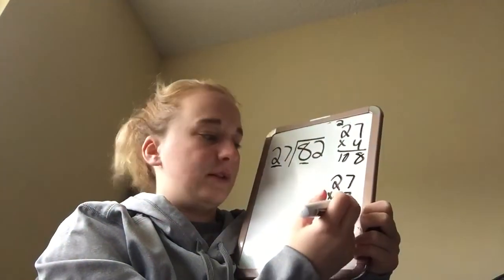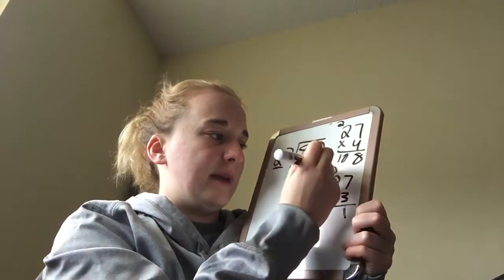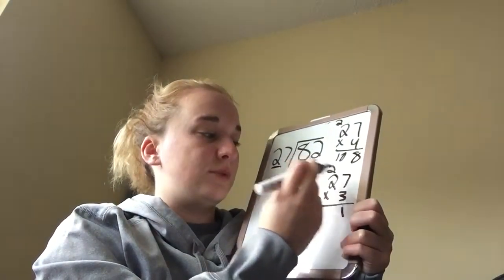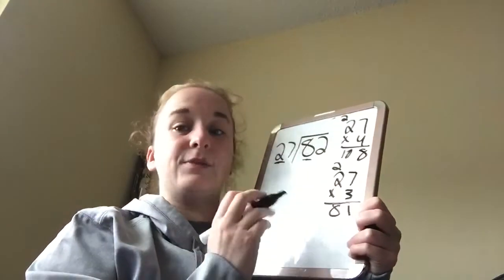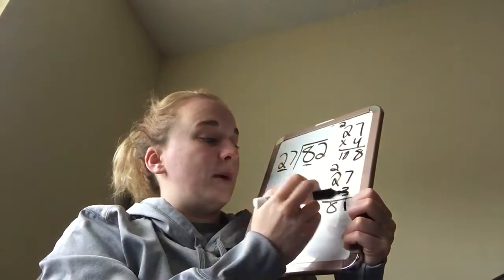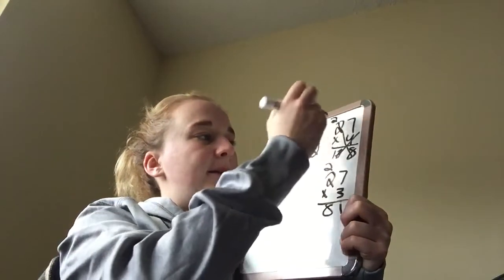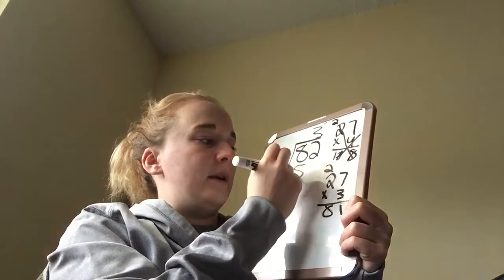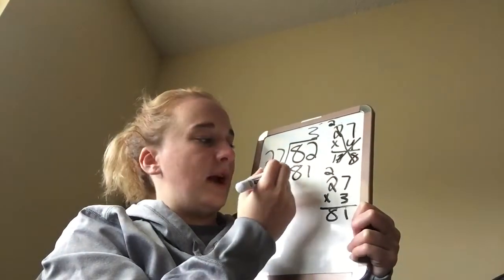7 times 3 is 21. Bring down the 1, carry the 2. 3 times 2 is 6, plus 2 is 8. That gives me 81. That is something that I can subtract. So I'm going to take the 3, I'm going to cross this out. I'm going to take the 3, bring it up top. I'm going to bring the 81 up, put it underneath, and I'm going to subtract.